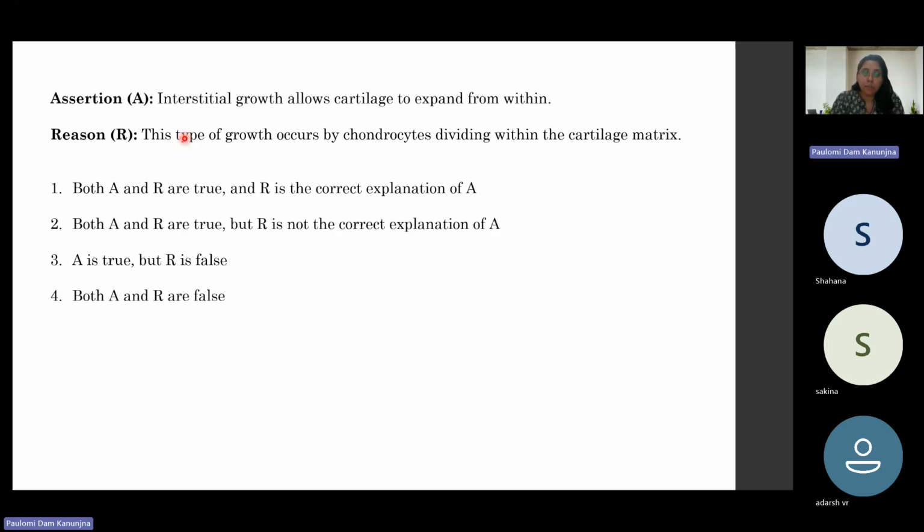We are basically talking about interstitial growth, and this is the first kind of growth that we have discussed. One, yes, precisely. Fantastic. So we remember, interstitial means from within. So you have within cartilage the chondrocytes dividing. Because they are dividing, the length is increasing, right?